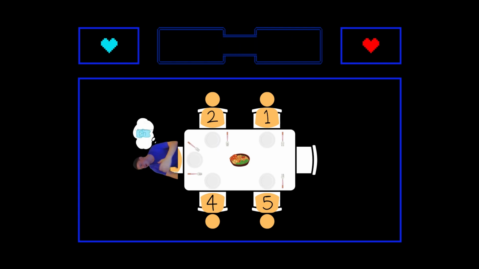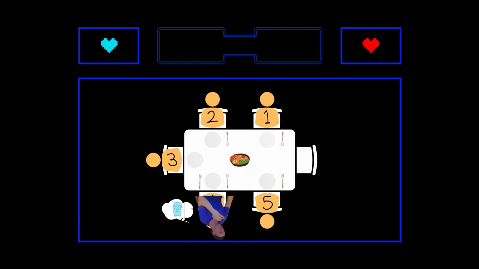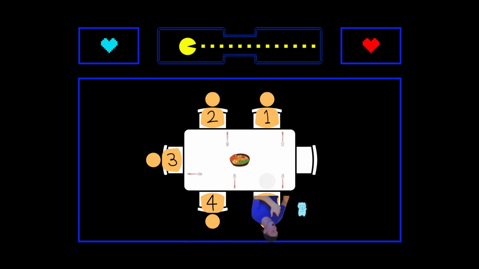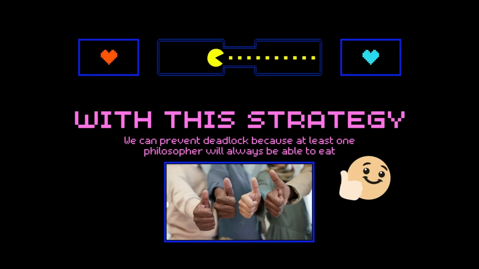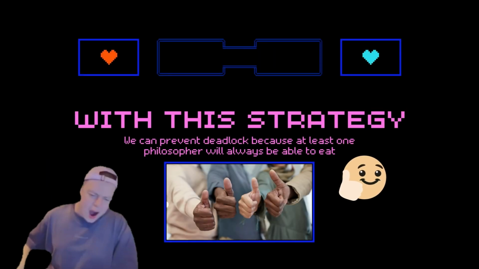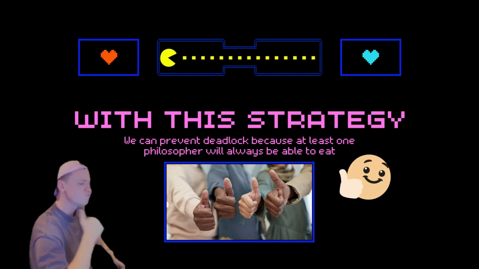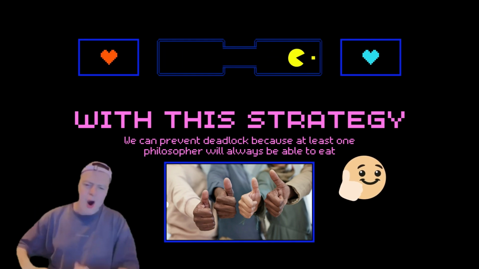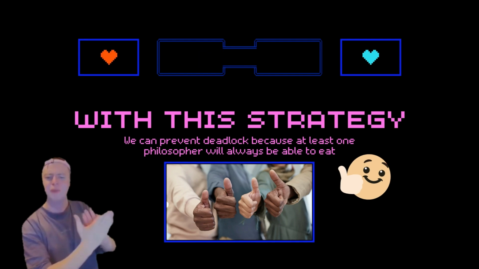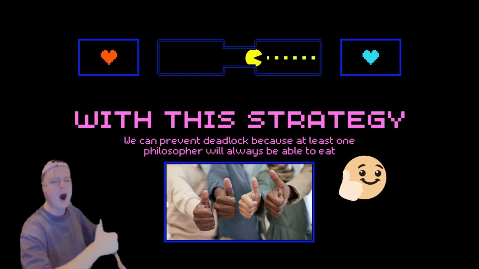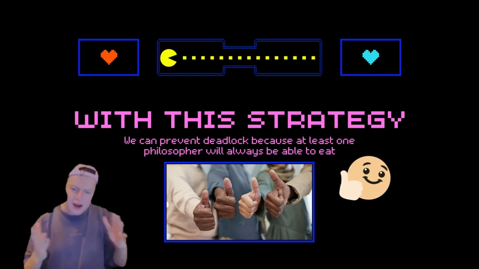The key is to ensure that each philosopher can eventually pick up both forks without causing a cycle of waiting. This strategy prevents deadlock because at least one philosopher will always be able to eat. Once a philosopher finishes eating, they put down both forks, allowing their neighbor to pick them up and eat.